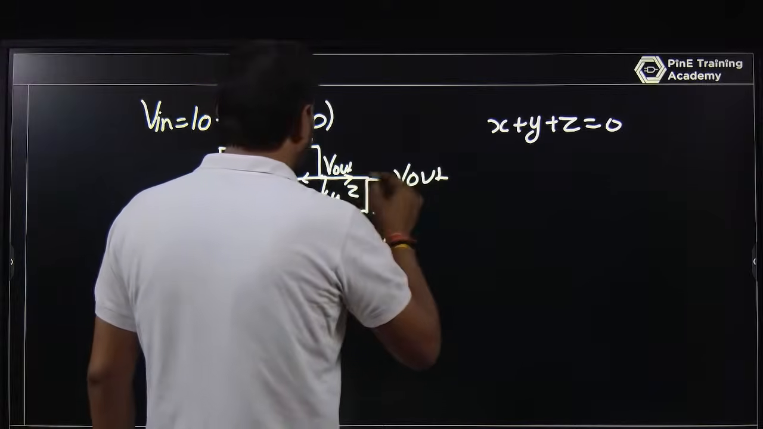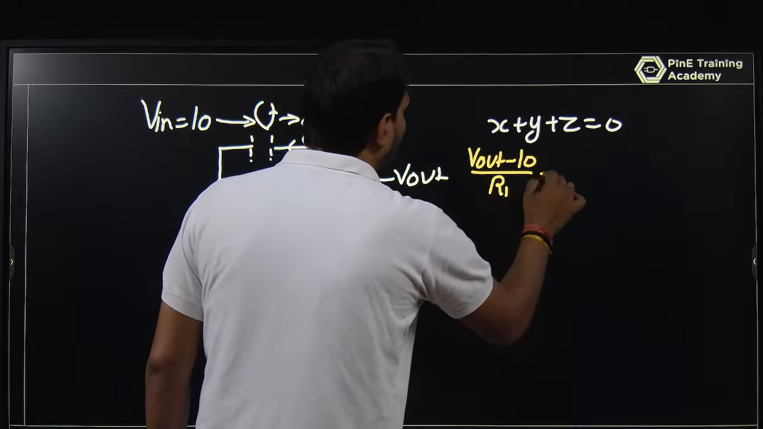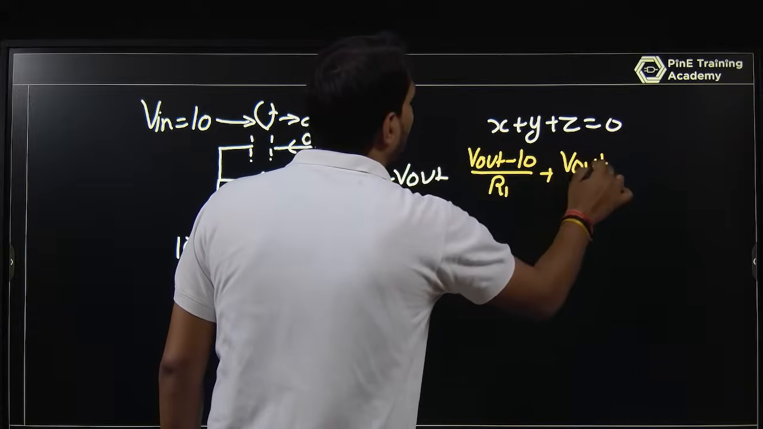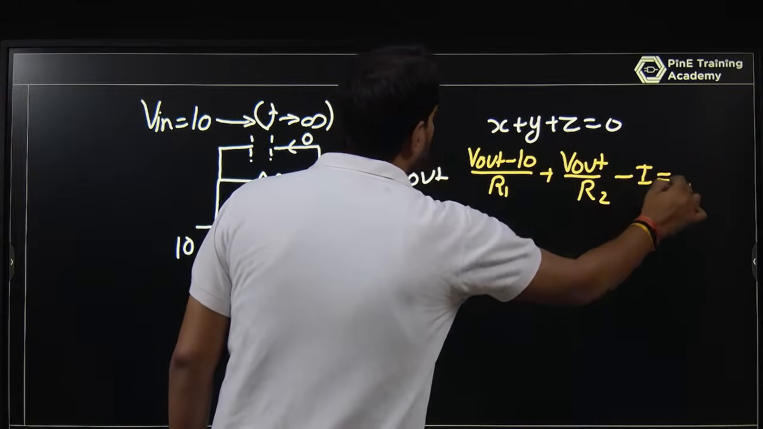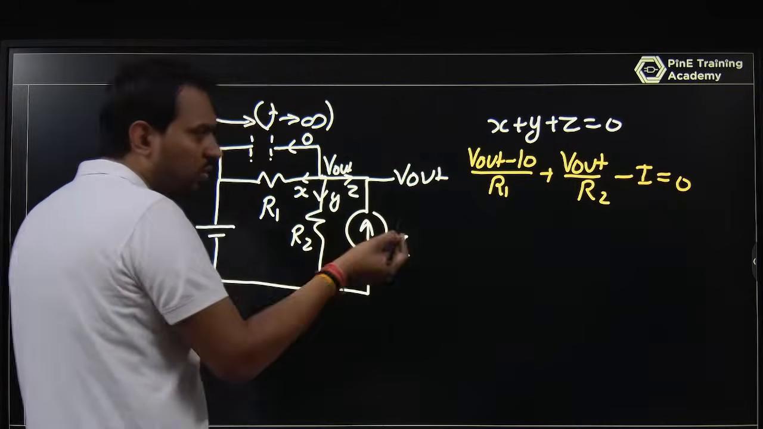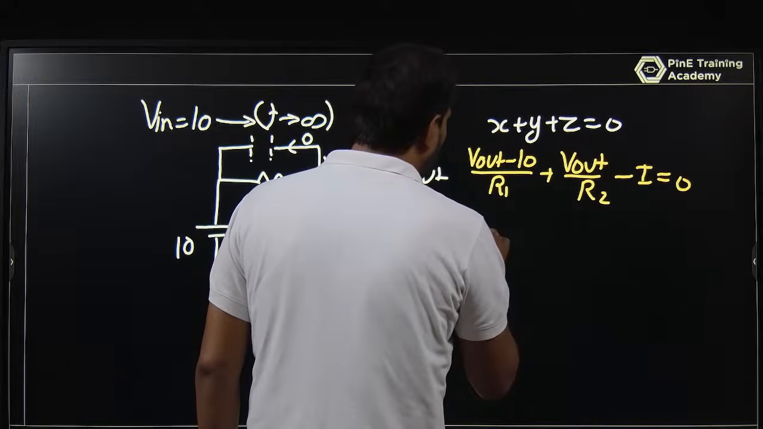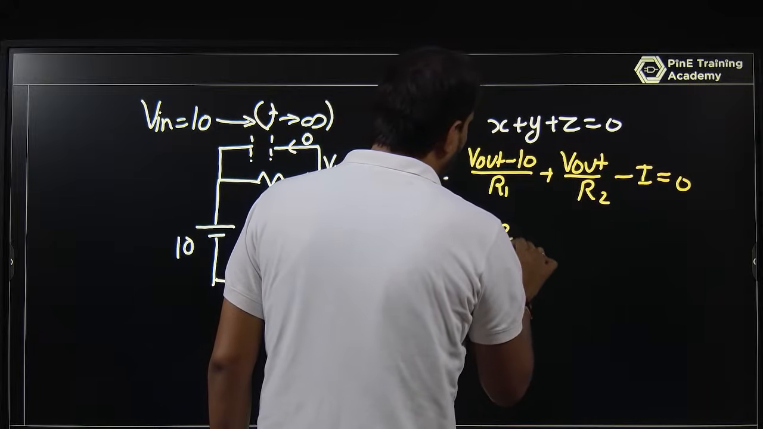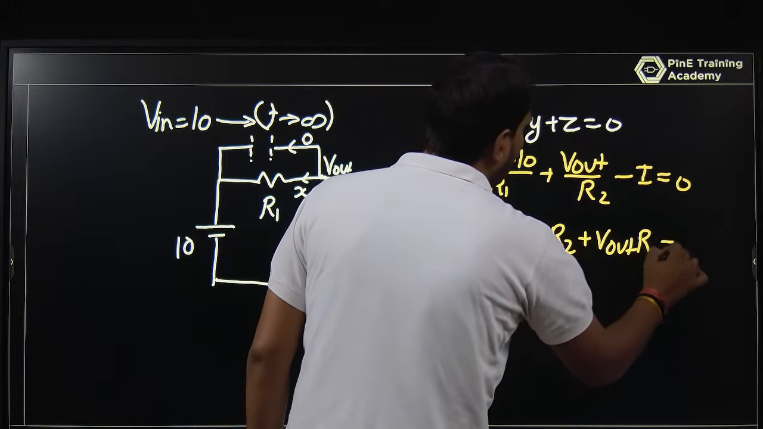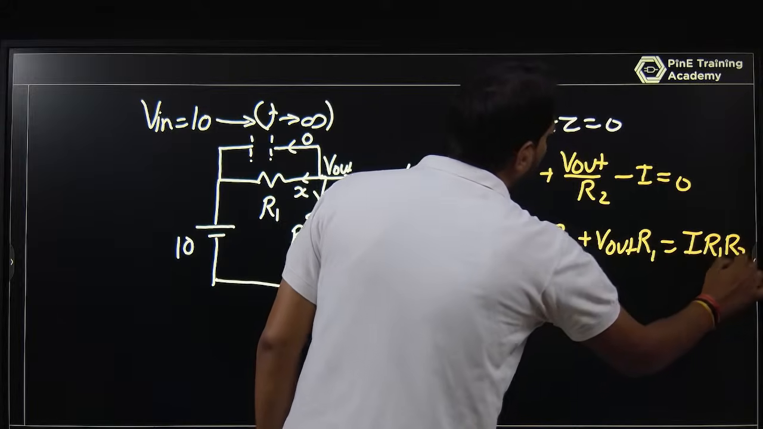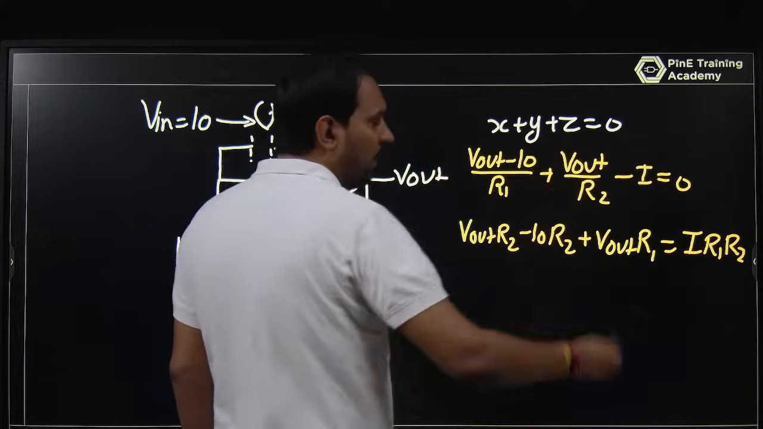So X is V out minus 10 upon R1, Y is V out upon R2, and Z is minus I, because this is a direction upward and Z is downward, so this is minus I. If you take the LCM, R1 R2, so this is V out into R2 minus 10 into R2 plus V out into R1 is equal to I R1 R2. That is basic mathematics. I take the LCM of R1 R2, multiply with R2, multiply with R1, and multiply with R1 R2.